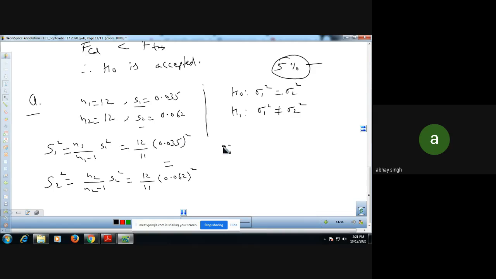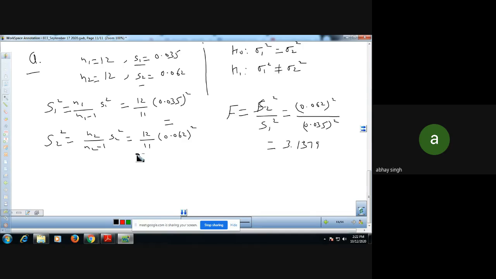So now we have to compute the value of F. It is clear that S2 square is bigger, so you can use S2 square in the numerator, and this value will be cancelled with this. Ultimately, we should have 0.062 square divided by 0.035 square. Now by computing and finding out the value, you will get the value is 3.1379. You can compute. This is the calculated value.